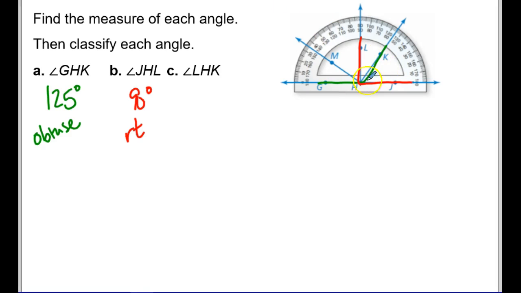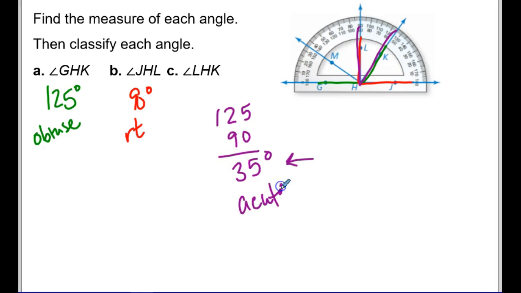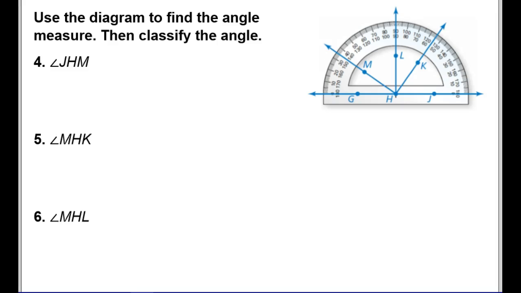So our third one, we're going to find LHK. Well, here's something a little different. We haven't seen this before. I can also use my protractor to determine this actual measurement. So I see I go from 90 to 125. So I can just subtract them. I take 125 and subtract that 90, and I end up with 35. So this is the measure of that angle. And since it is less than 90 degrees, I can say that this is an acute angle. Okay, so now we've measured and we've classified these angles. Now go ahead and try a couple on your own.